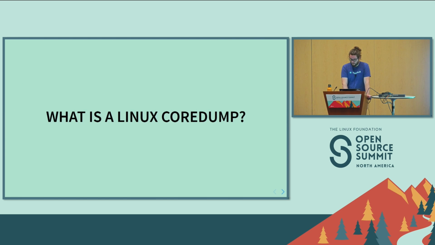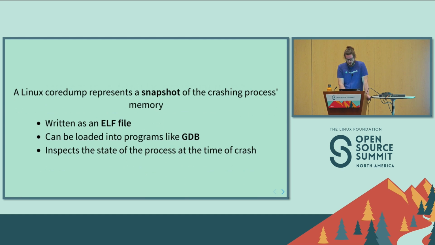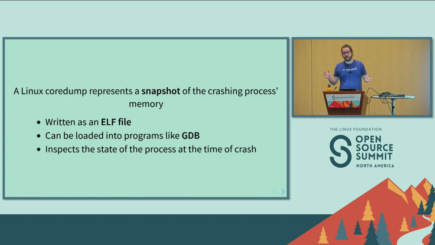So let's talk about what a Linux coredump is. What does it consist of? Well, it's really just a snapshot of memory at the time of the crash. It's written as an ELF file, and it can be loaded into GDB, and it allows you to inspect that crash as if you had a debugger attached at the time of the crash.